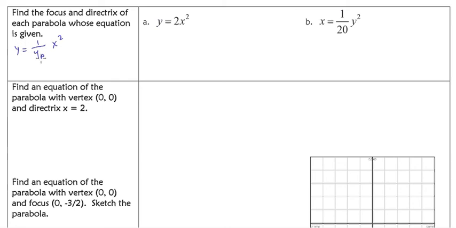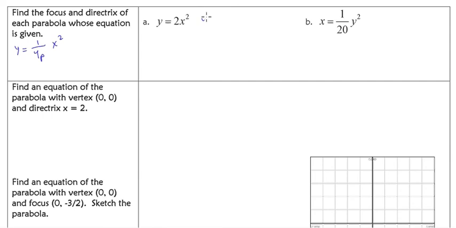And so rather than trying to memorize all four of those situations, I would really just say, hey, let's know this one and figure out how to use it and then apply it to the other situations as needed. So here we are. It says find the focus and the directrix of each parabola whose equation is given. And so here's the equation given.